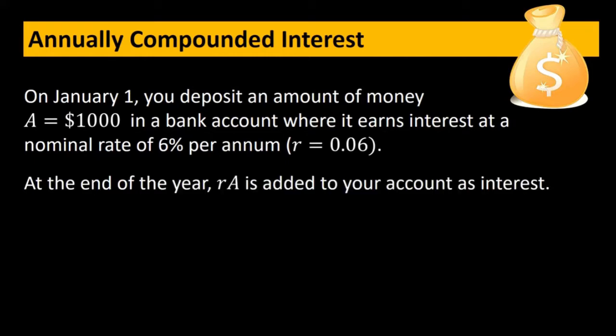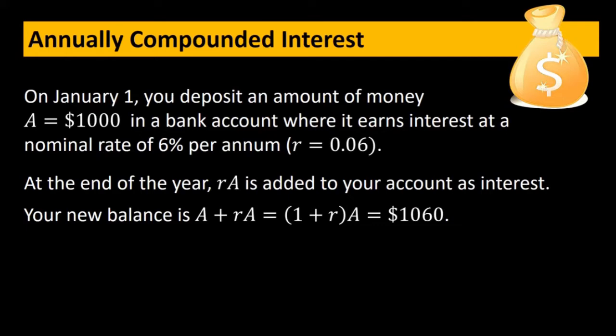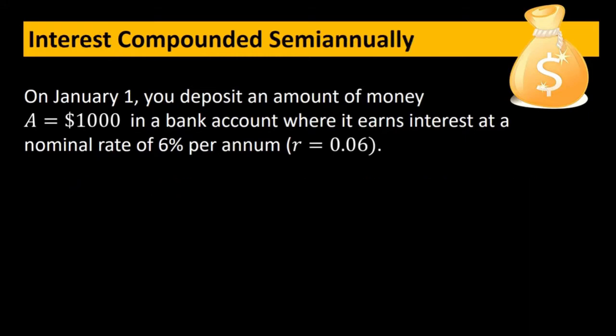The interest after a year is 6% of your initial amount. Just multiply the interest rate times your original deposit. In our example, after a year, we have the original deposit plus $60 interest. That's $1,060 altogether. Notice that our balance was multiplied by 1 plus r, 1 plus the interest rate, to get the new balance.